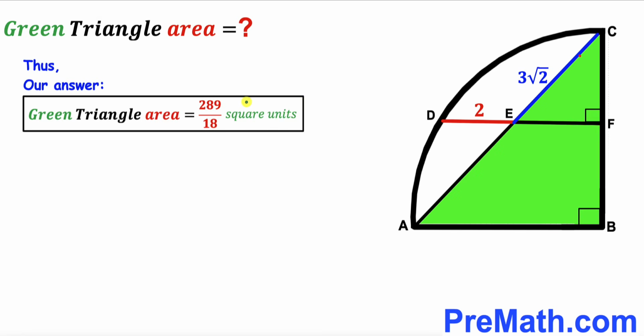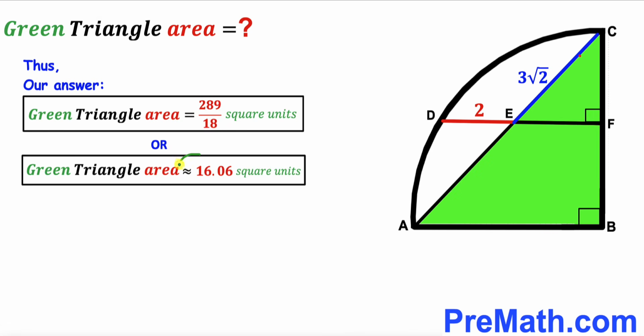So thus after all the calculations and manipulations, the green shaded triangle ABC turns out to be 289 divided by 18 square units. And that's going to be approximately equal to 16.06 square units as well. And that's our final answer.